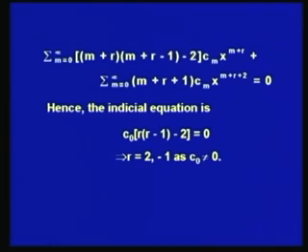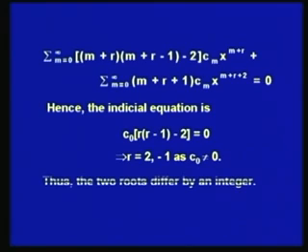Since C naught is not equal to 0, the two values of r are 2 and minus 1. You can see that both these values of r differ by an integer. R1 is 2 here, R2 is minus 1. So, R1 is greater than R2 and R1 minus R2 is equal to 3, which is a positive integer. So, the roots differ by an integer.